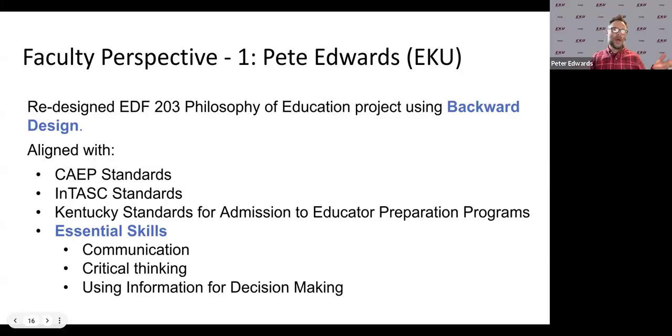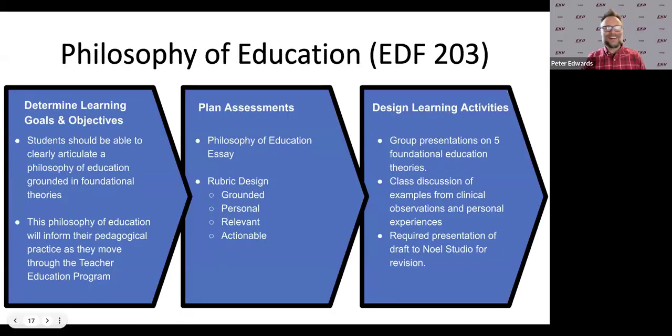Now, this lines up with the essential skills of communication, with critical and creative thinking, and information literacy, using information to make decisions. And so with that in mind, I really needed to think about what it is students had to understand about this philosophy of education. So if we take a look at how I backwards designed it, as we advance, Rusty. Sorry. There we are. Perfect.